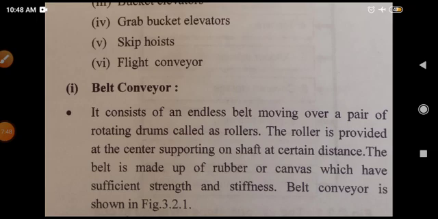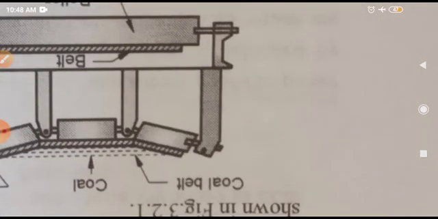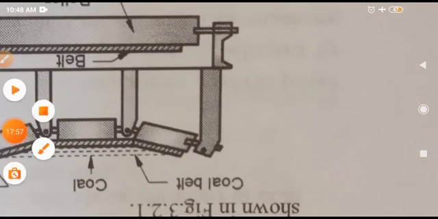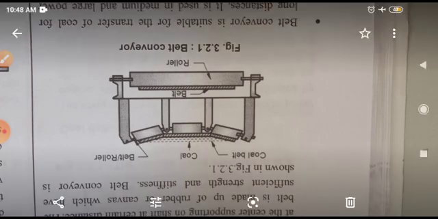For stiffness and strength. The belt conveyor is shown in the figure. You can see the belt conveyor here. This figure, by the way, is upside down. Rotate your mobile and then see this figure. Okay, let me rotate it. Don't misunderstand this.